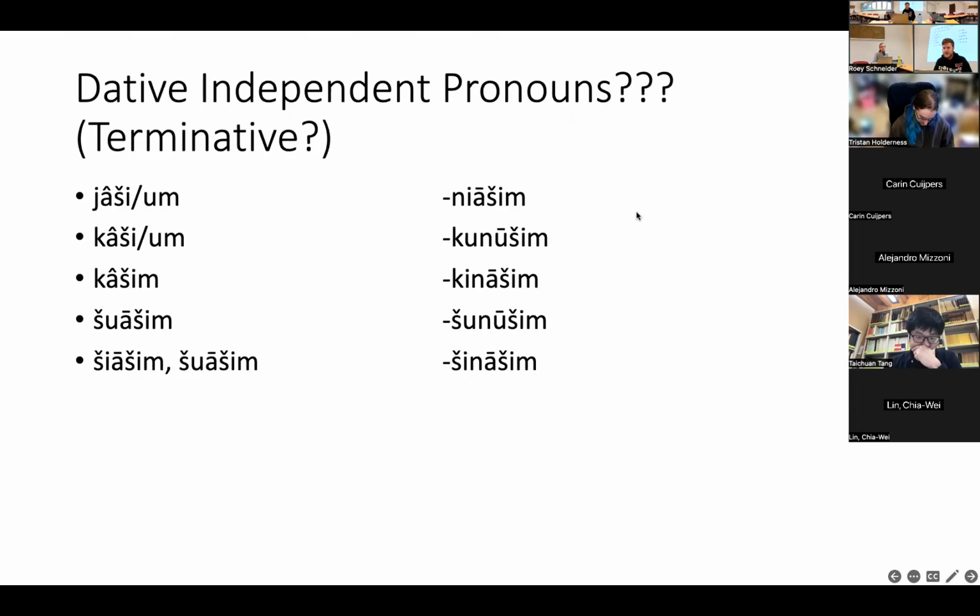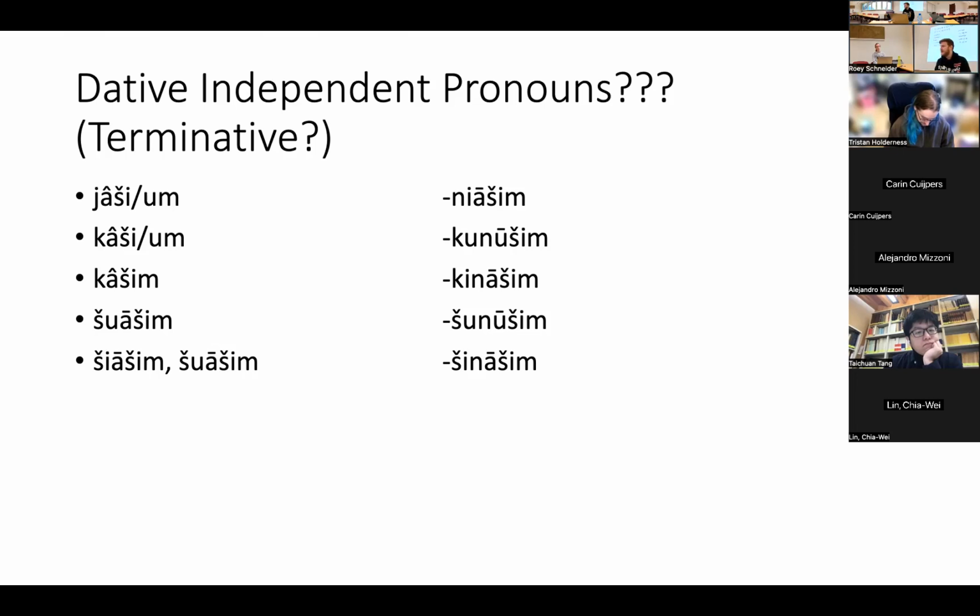And there are also the dative independent pronouns, and they have sheen all over, both in the singular and in the plural. Once again, in the plural, Assyrian has taf instead of sheen, so niati and so forth. But in the singular, it does have sheen: yashi, kashi, kashim, shuashim, shiashim, shuashim. So these have been connected by scholars to the terminative suffix ish in Akkadian. I think it's quite convincing, but I don't know exactly.